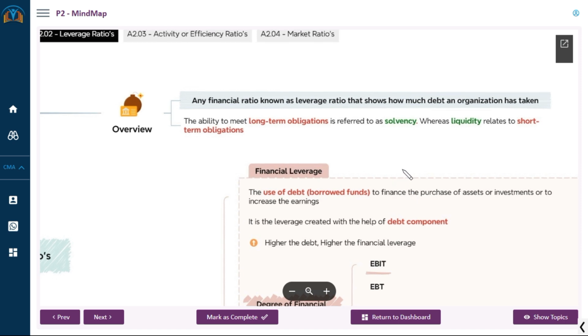Here we need to understand another two terms, which are solvency and liquidity. Solvency is the ability to meet your long-term obligations, and liquidity is the ability to meet your short-term obligations. Liquidity we have already covered: we calculated the current ratio, the acid test ratio or quick ratio, the cash ratio, and working capital. Those ratios checked your short-term obligations, but here we are going to check your long-term obligations, whether the company is going to pay in the long term, down the line, like 2 years, 3 years, 4 years, or 5 years.